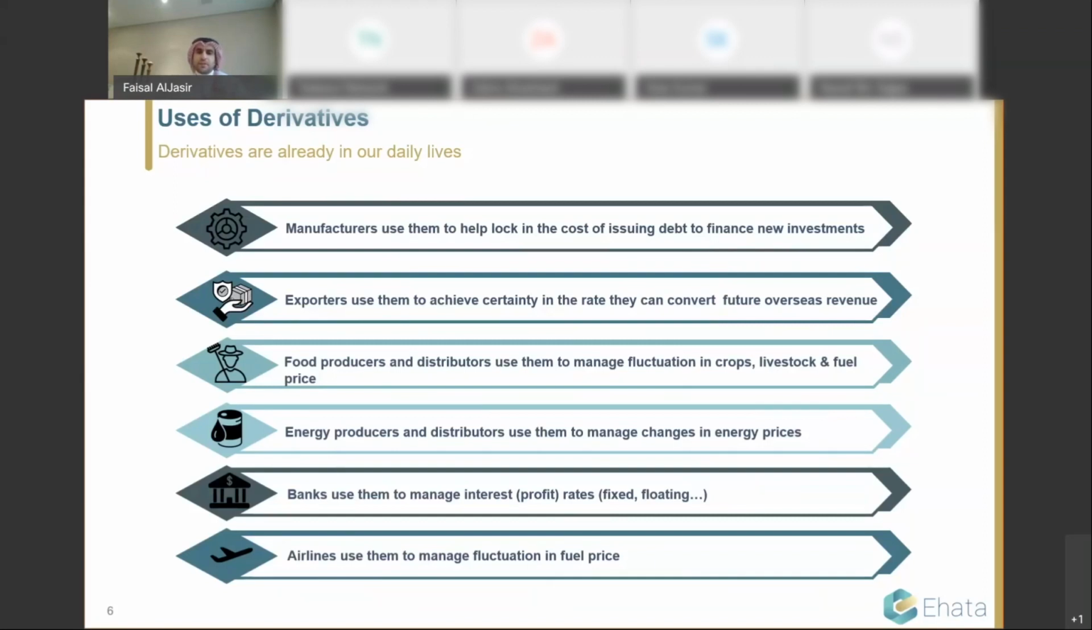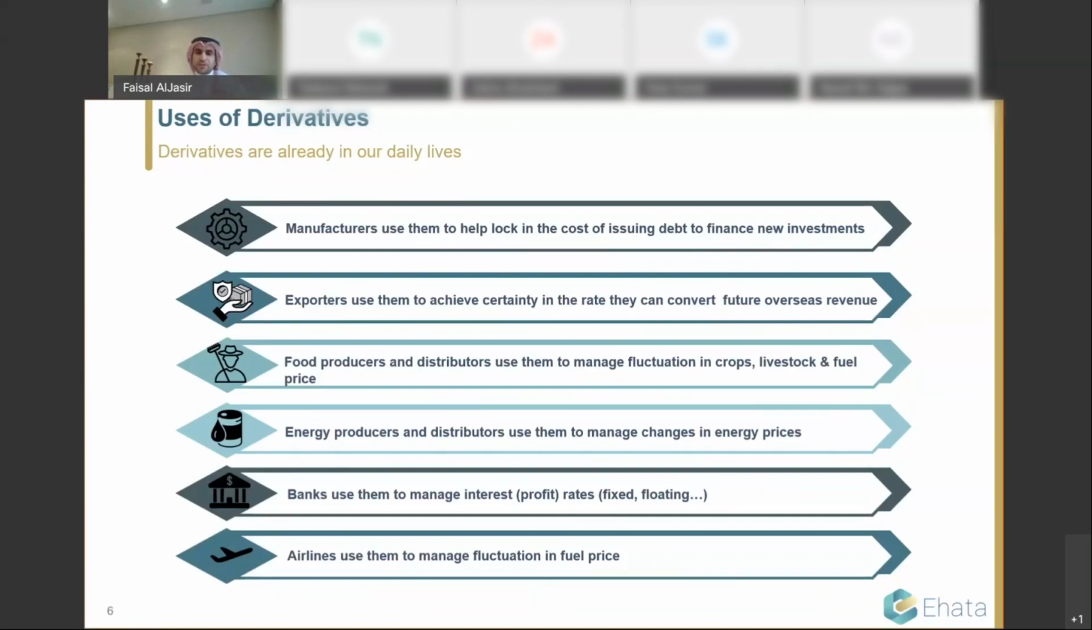Banks use them almost daily to manage interest, liability, and risk. Basically, banks use them dynamically as part of their asset liability management, what they call ALM programs, where the banks could manage the volatilities on earnings.